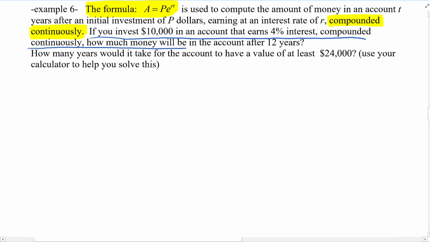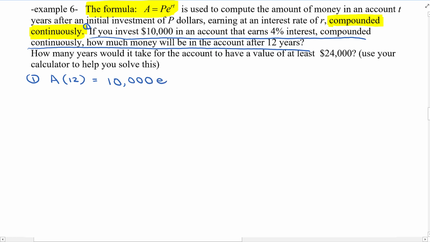I'm going to underline the part that says if you invest $10,000 in an account that earns 4% interest compounded continuously, how much money will be in the account after 12 years? I'm going to put a number 1 next to it, and I'm going to start writing here after the number 1 that I'm writing underneath, A of 12, because this is actually like the first question that's being asked of us. So let's go ahead and set this up.